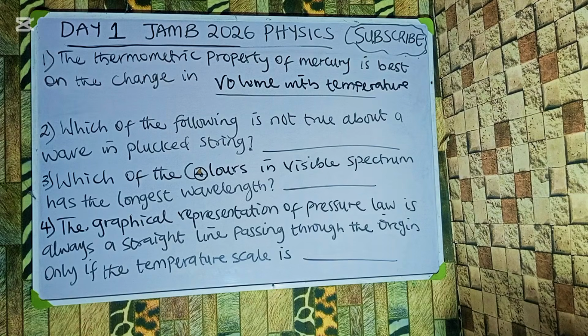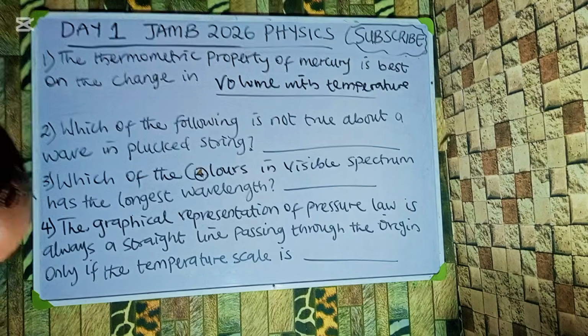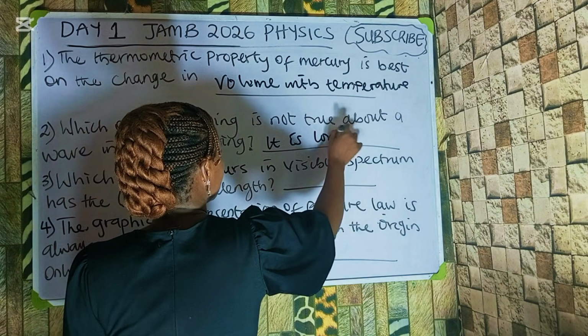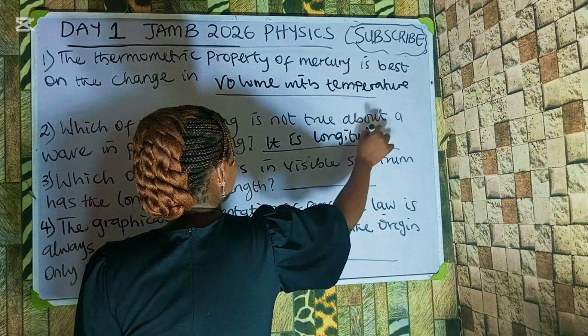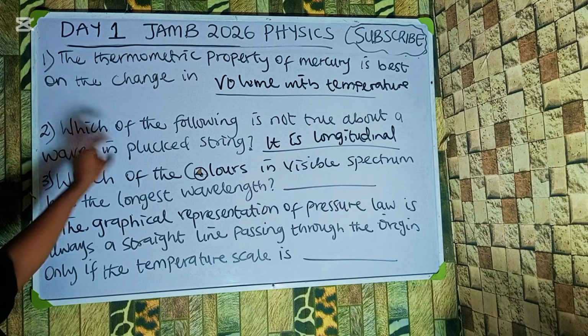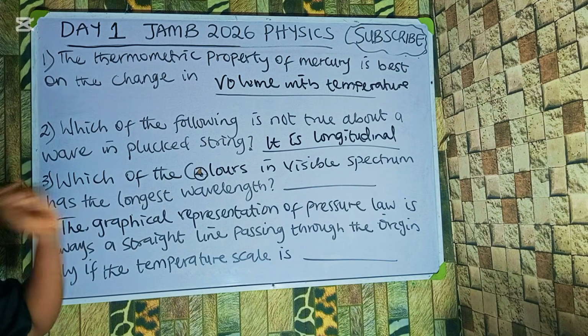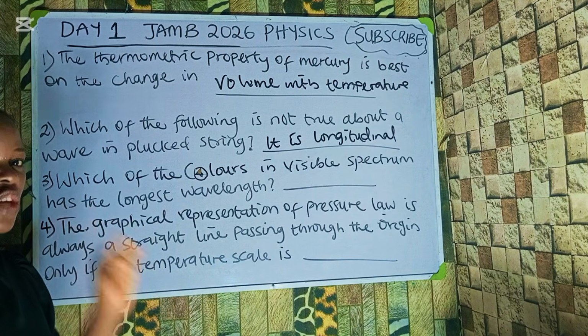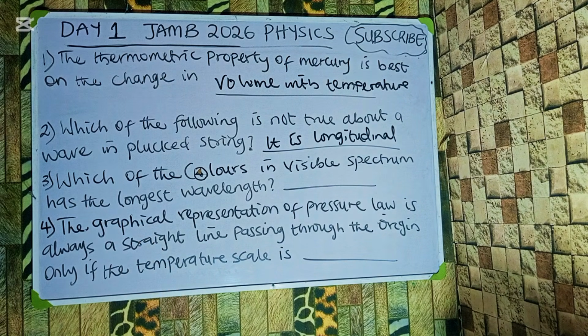Question 2. Which of the following is not true about a wave in a plucked string? Answer: it is longitudinal. When you see a question like this, that is the answer, because a plucked string is not a longitudinal wave, but a transverse wave.